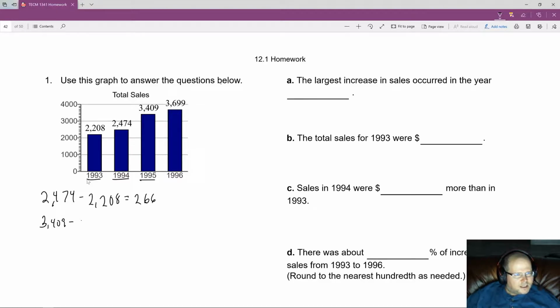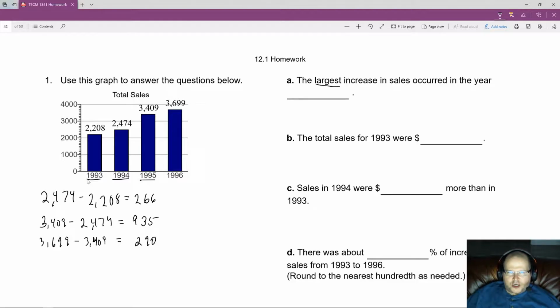3,409 minus 2,474. And then that would give us 935. And we do the next one, which is 3,699 minus 3,409. And that would give us 290.